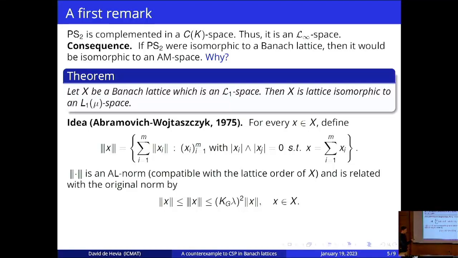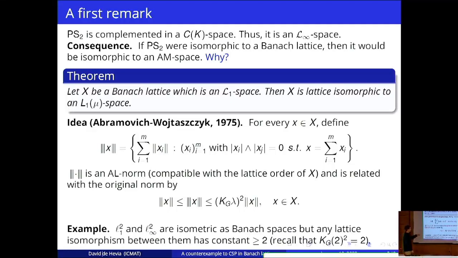I don't know if it's sharp, but in the two-dimensional case this constant is sharp because, for example, little l1 in dimension 2 and little l infinity in dimension 2 are isometric Banach spaces, but any lattice isomorphism between these Banach lattices has constant greater or equal to 2, which is the square of the Grothendieck constant in dimension 2.